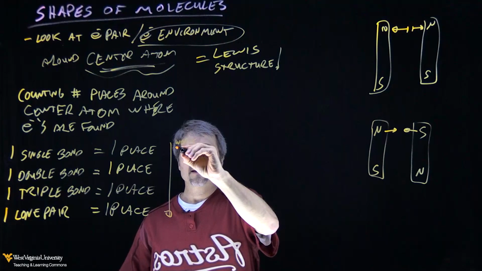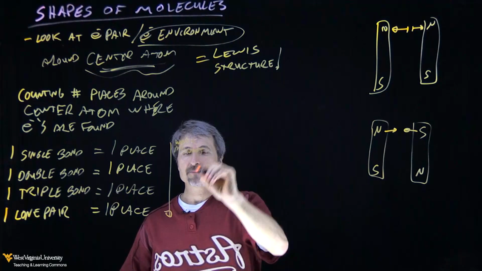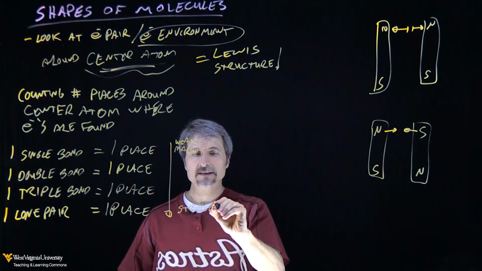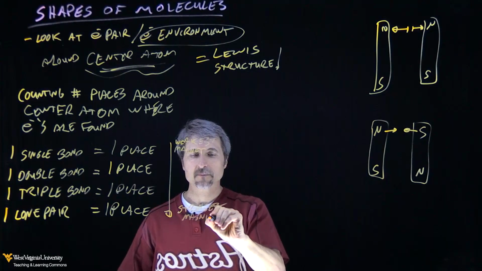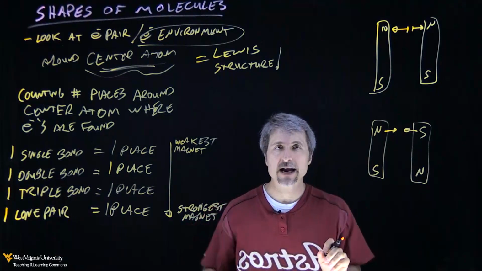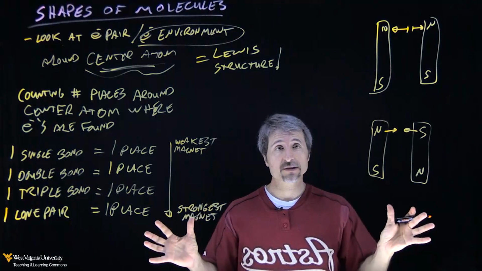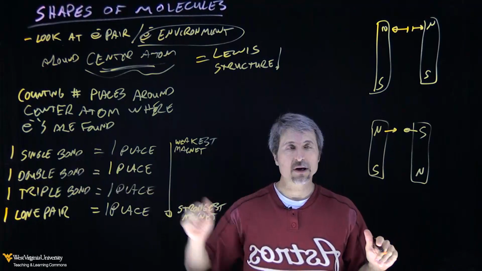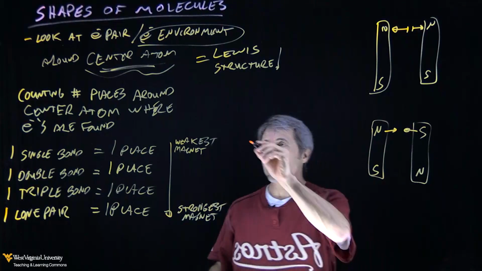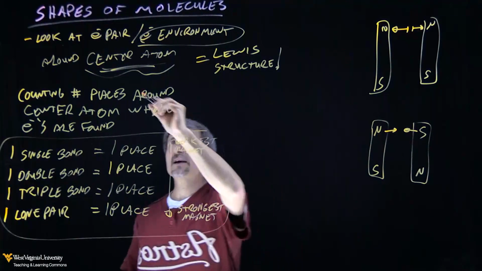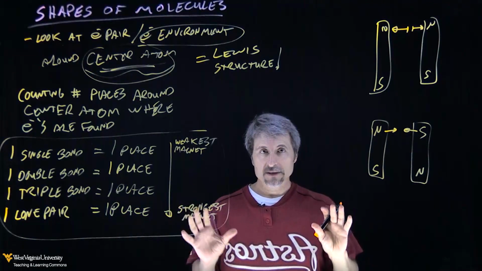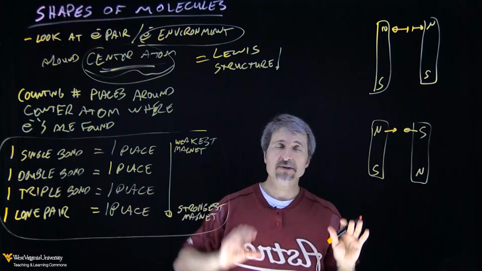Weak magnet, weakest magnet, strongest magnet. So if you have a lone pair on a center atom, that thing is the most repulsive of any of it. And a single bond is the least repulsive of any of it, okay? So if you can keep this in mind and recognize that we're dealing just with the center atom, that's a big start in understanding shapes of molecules.